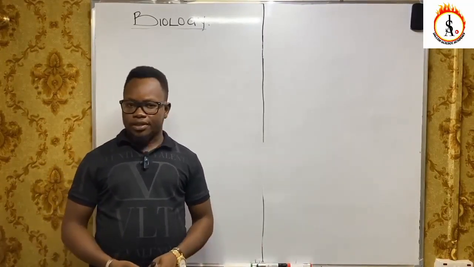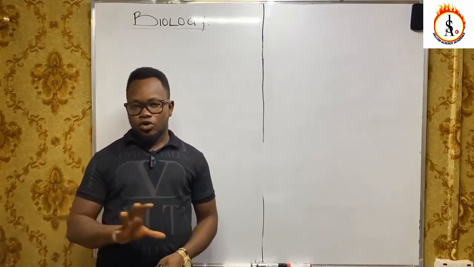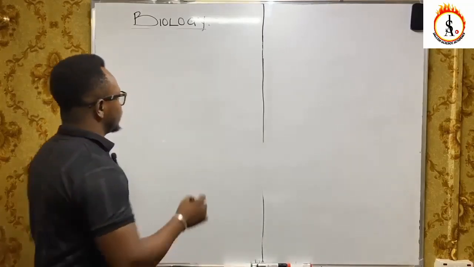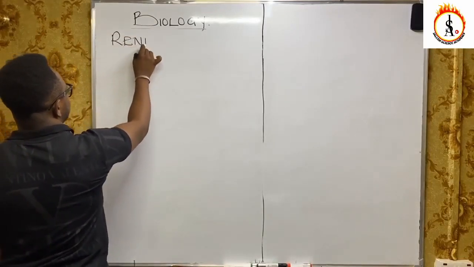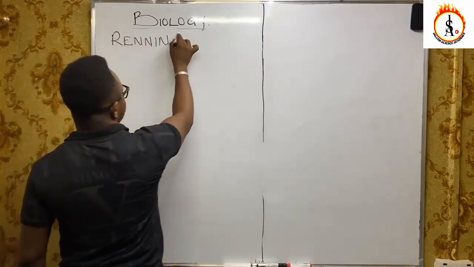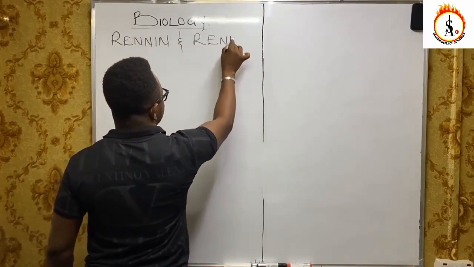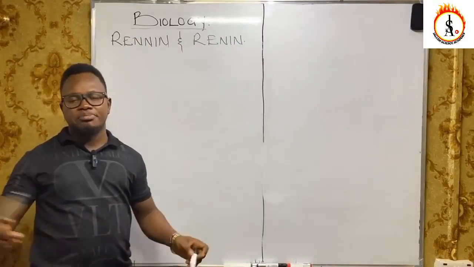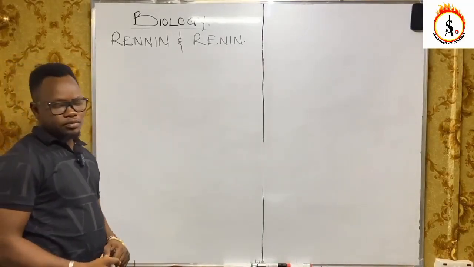Both answers will be correct. But if spelt, then you know which of the two is correct. So that's what I'll be taking you through. Now, one is spelt RENNIN. The other is spelled RENIN. So just by a single N, you can miss the whole idea. So now, what is the difference between these two?